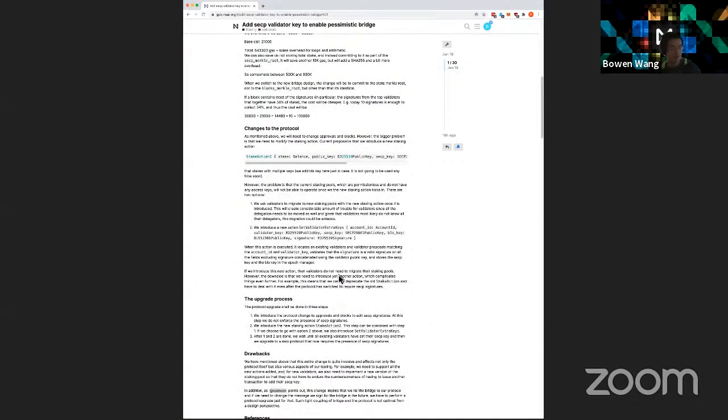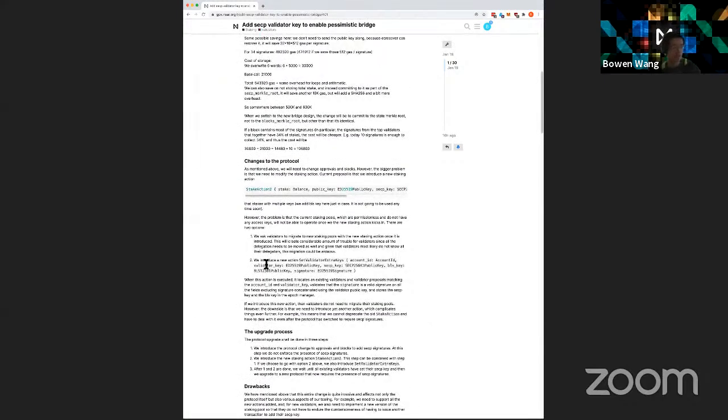So to solve that problem, there is a new proposal, proposed by Alex Gidanov. The idea is that we add a new action called set validator extra key. That includes your SEC key, and this would be signed by your current ED25519 validator key, to bind this SEC key to the staking pool, which is the validator account ID.